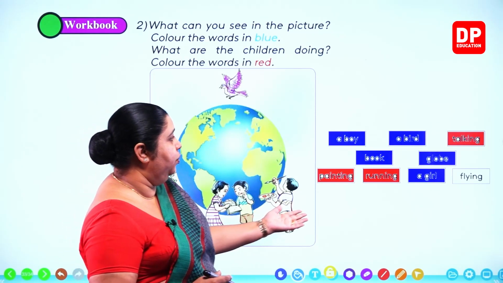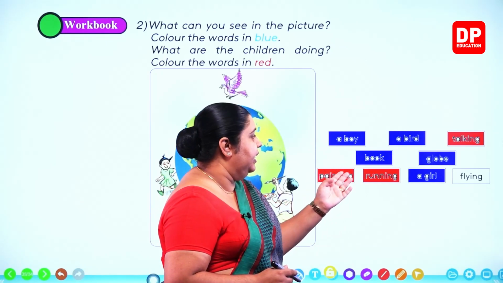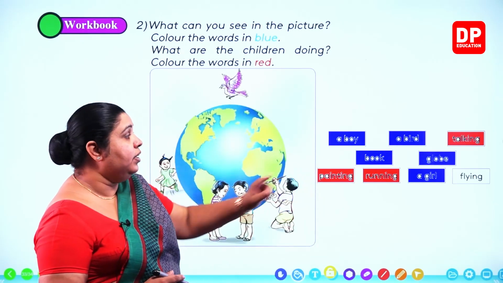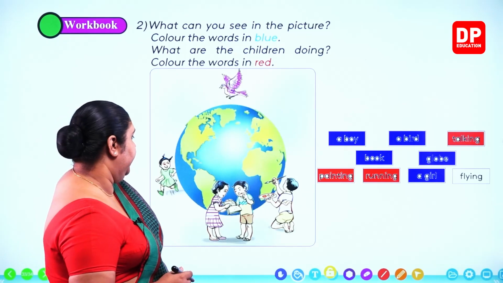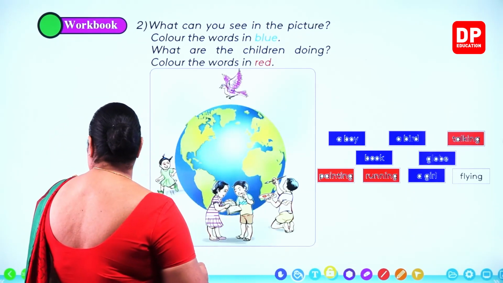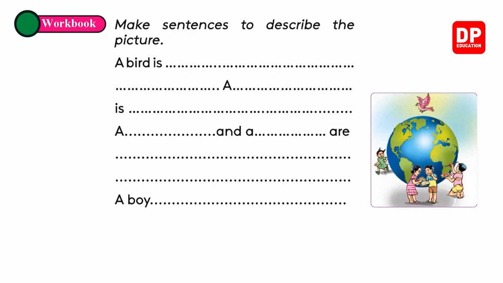So what are the children doing? They are talking, painting and running. We do not color the word flying. Okay? Right. So we have completed that part of our activity.